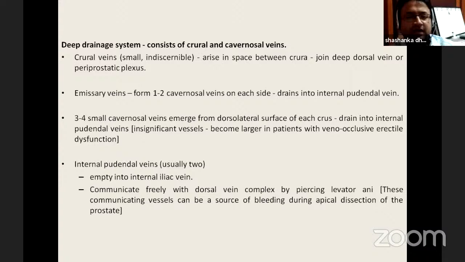They communicate freely with the dorsal vein complex by piercing the levator ani, and these communicating vessels can be a source of bleeding during the apical dissection of the prostate. So during radical prostatectomy, although we ligate the dorsal venous complex, there can be some bleeding from these communicating vessels.